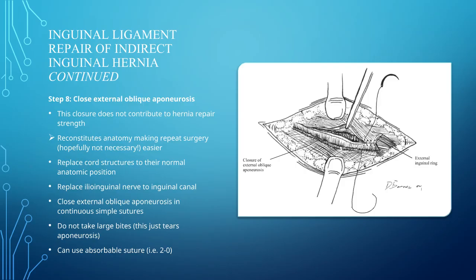As you run this continuous suture, you must constantly visualize the ilioinguinal nerve to ensure you do not incorporate or trap it in your suture line. Entrapment of this nerve is another common cause of persistent postoperative neuralgia and pain.